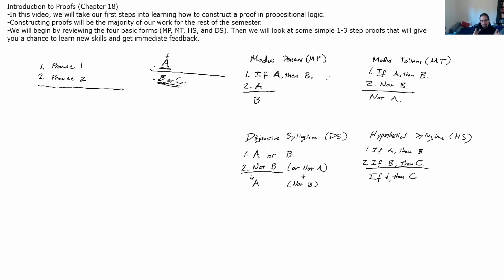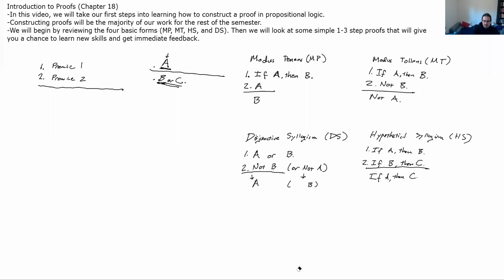So on the top left, we have modus ponens. If A is true, then B is true. A is true, therefore B is true. Modus tollens. If A is true, then B is true. Not B is true, therefore not A is true. Disjunctive syllogism. A is true or B is true, but B is not true, therefore A is true. Or it can be in the reverse. If you said not A, then it would go to not B, B.